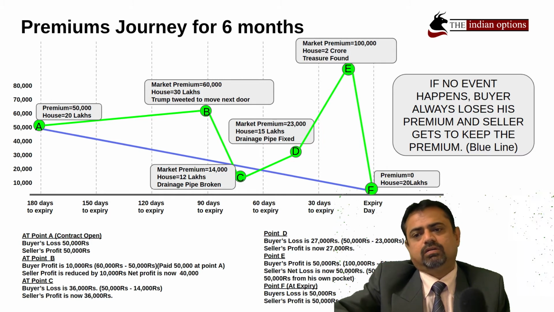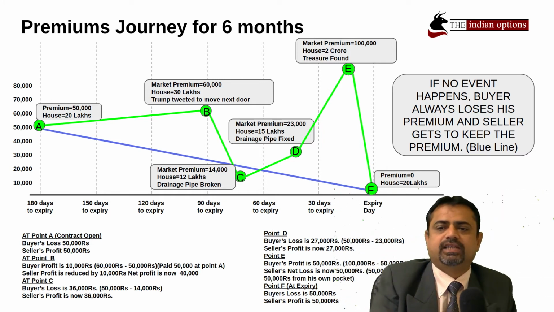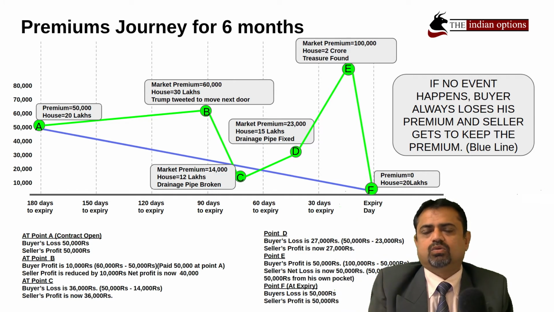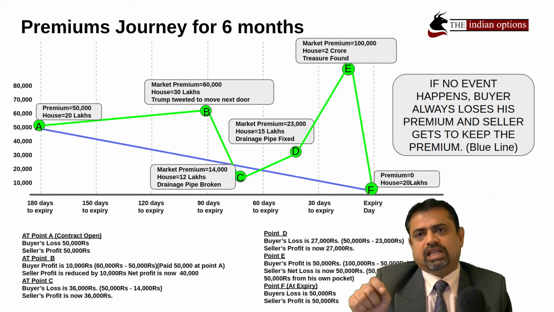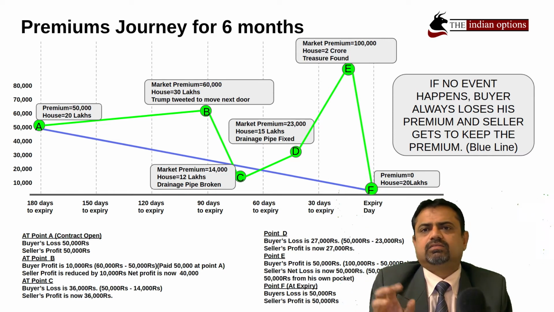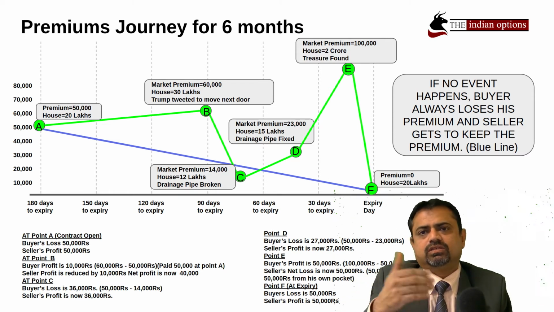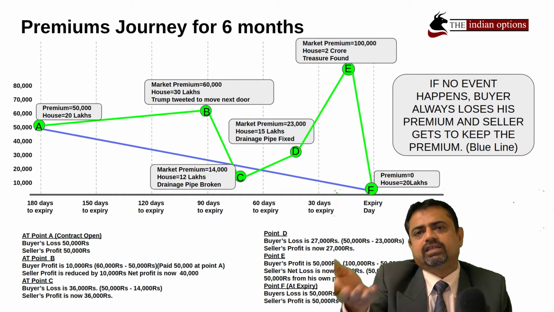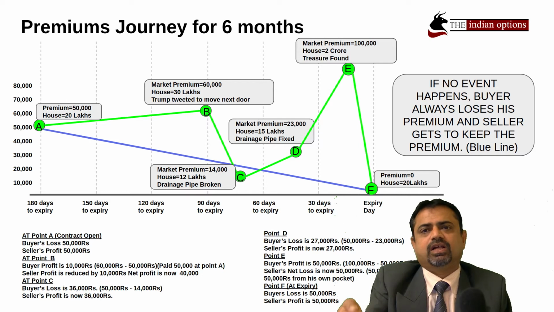Now assume that the treasure is found. Again the price increases from say 2 crores or 90 lakhs, it doesn't matter, but now the market premium is 100,000, and the buyer is going to be really very happy because he can now sell that house or that contract to somebody else and get 100,000, so his token is increased by 50,000. He paid 50,000, he got 100,000 back, that is 1 lakh back, and he has made a profit of 50,000 in say 5 to 6 months, which is okay, right?